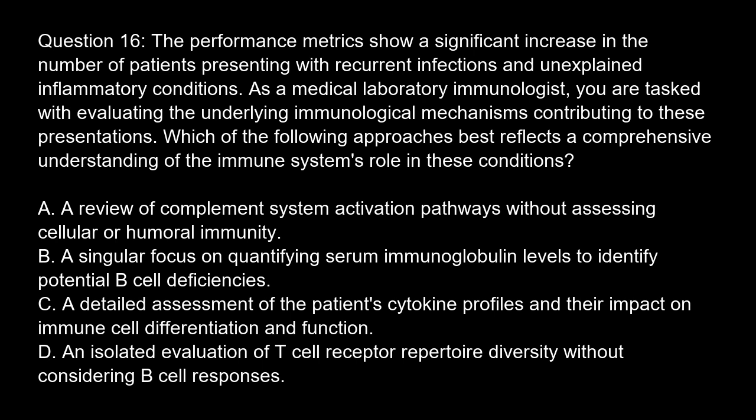Option A. A review of complement system activation pathways without assessing cellular or humoral immunity. Option B. A singular focus on quantifying serum immunoglobulin levels to identify potential B-cell deficiencies. Option C. A detailed assessment of the patient's cytokine profiles and their impact on immune cell differentiation and function. Option D. An isolated evaluation of T-cell receptor repertoire diversity without considering B-cell responses.